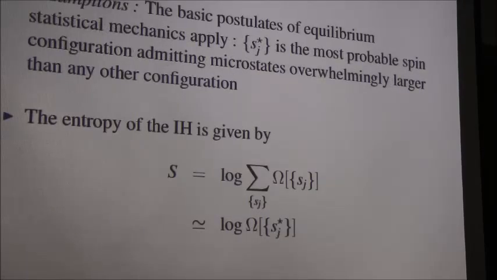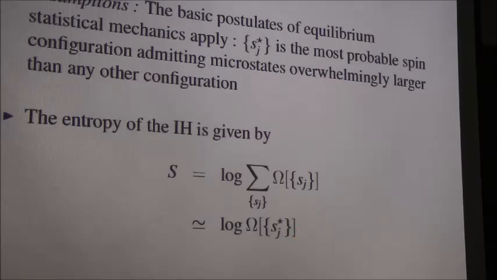Okay. So here the entropy calculation begins. But before beginning, I will make an assumption that the basic postulates of the equilibrium statement hold here, and there will be one most probable configuration which will give a number of microstates overwhelmingly larger than the other subdominant configurations, and this is how the entropy expression looks. So I have just neglected the subdominant configurations here.